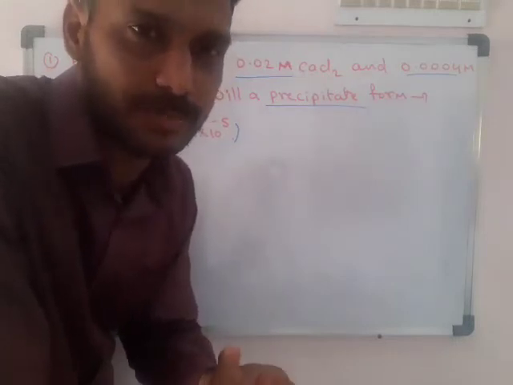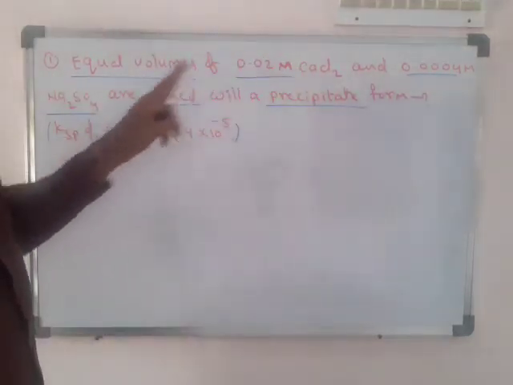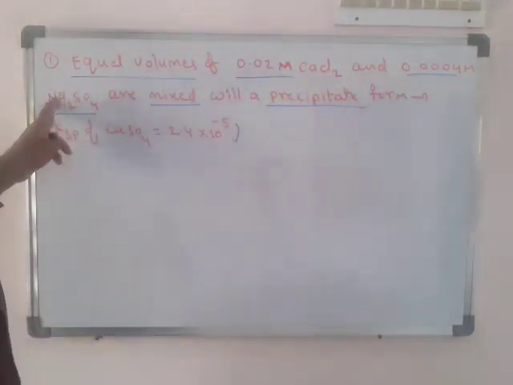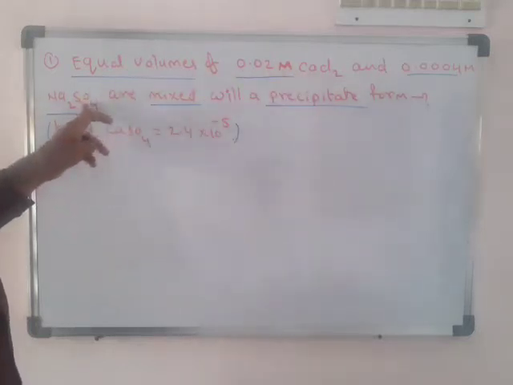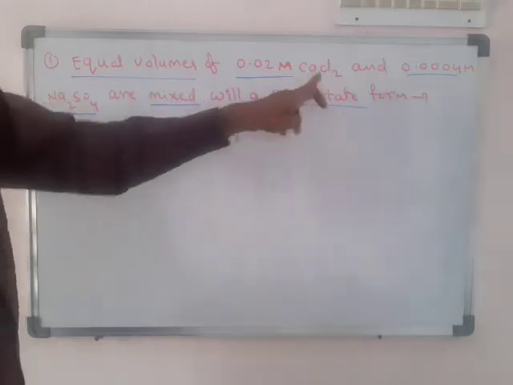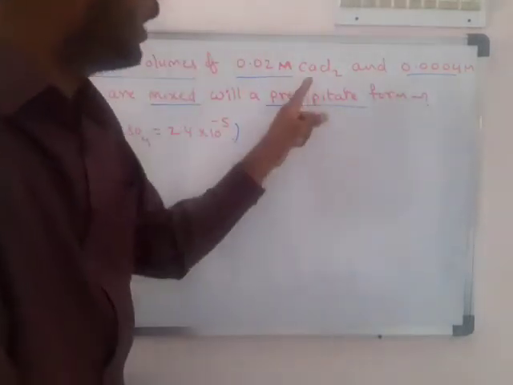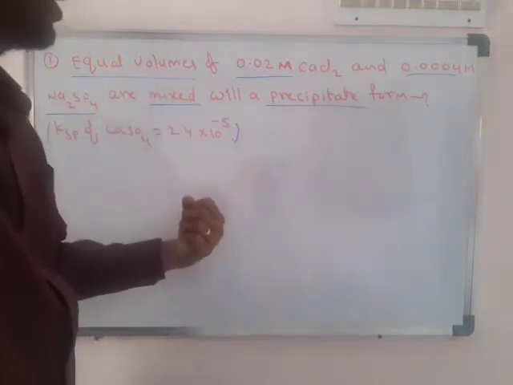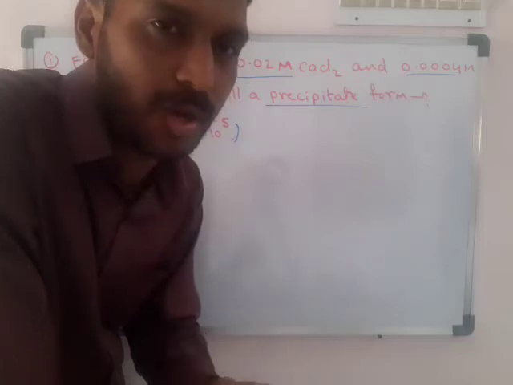So here in this type of problems you have to observe what is the reaction and which is going to precipitate. So on the mixing of calcium chloride and sodium sulfate, what is the formation? There is a formation of CaSO4 and 2 NaCl. So NaCl, and there is a formation of calcium sulfate. So we have to find is there any precipitation will form or not.